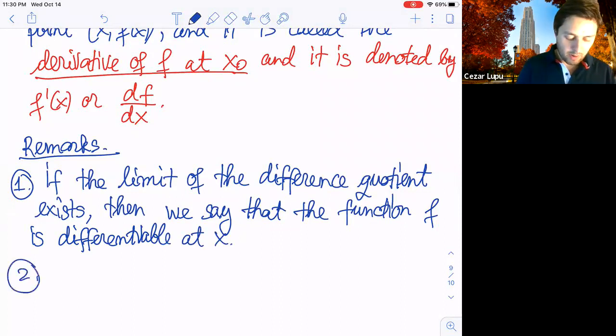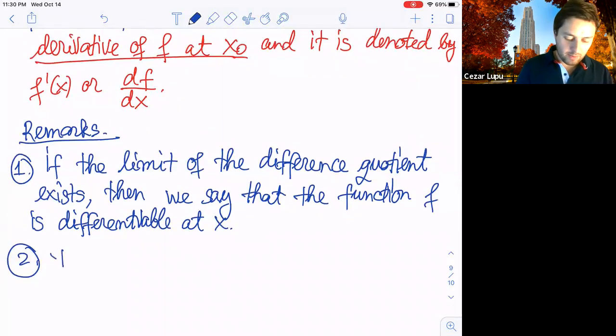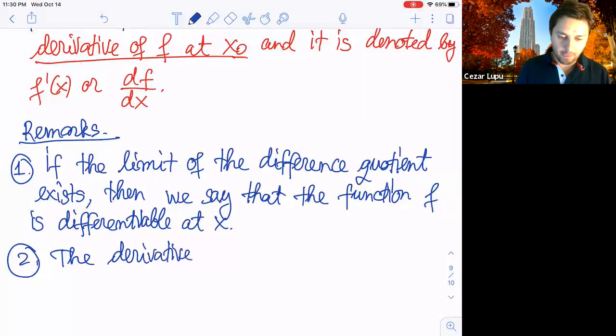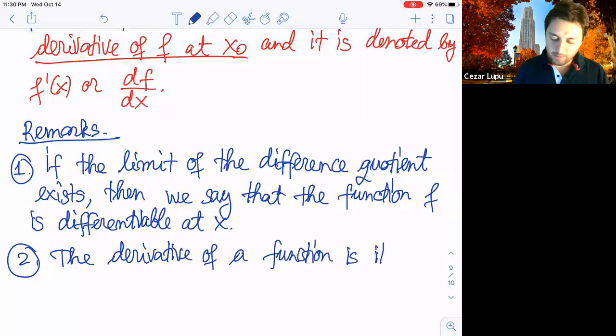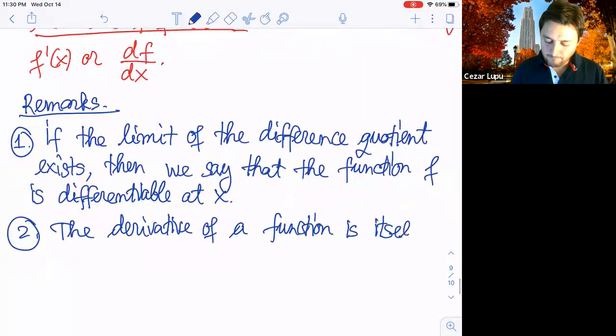Also, the second remark I want to point out is that the derivative of the function is itself a function. So the derivative of a function is itself a function.